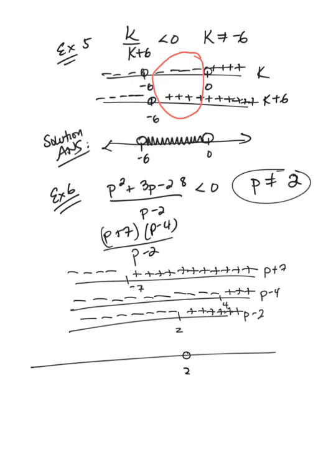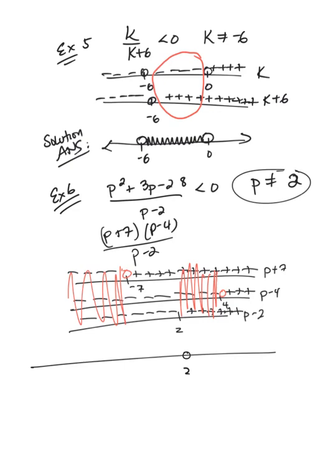We want this answer to be negative. So this is going to be negative where we have an odd number of negatives. You can see we have an odd number of negatives to the left of -7. Then we have an odd number of negatives to the right of 2 but to the left of 4. And then it's positive to the right of that.